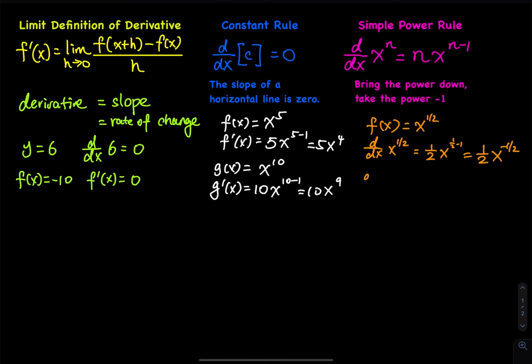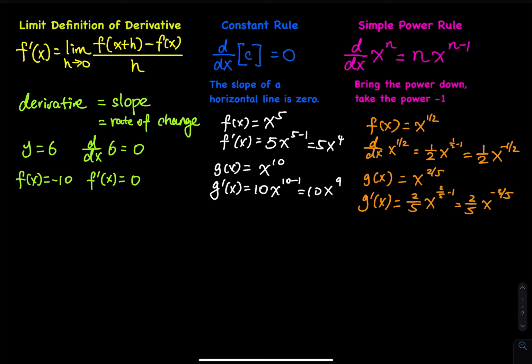One more. Let's say g of x is equal to x to the 2/5. So g prime of x, you bring the 2/5 down and then x raised to the 2/5 minus 1, that is equal to 2/5 x raised to the negative 3/5.